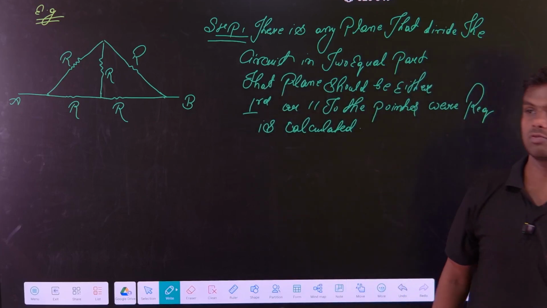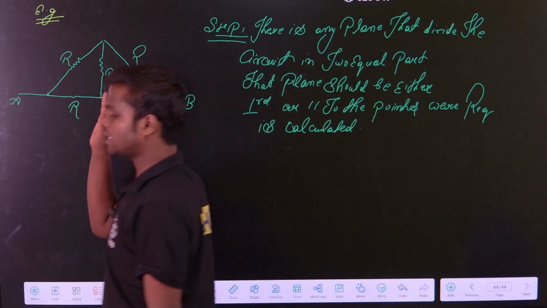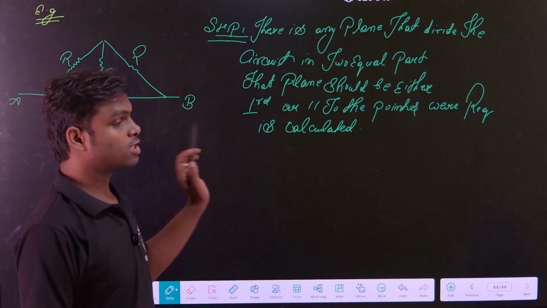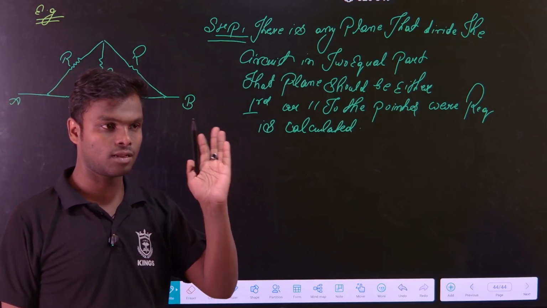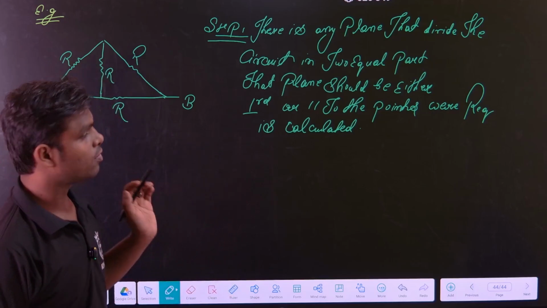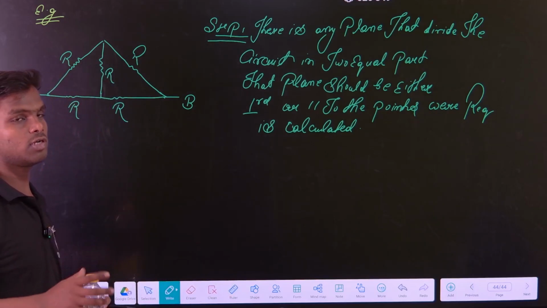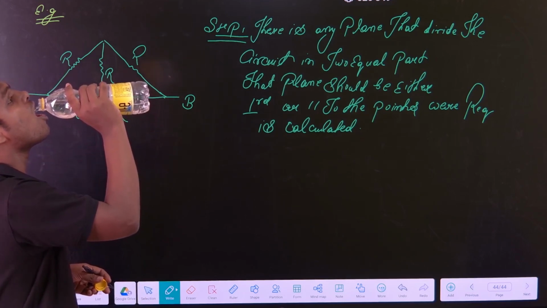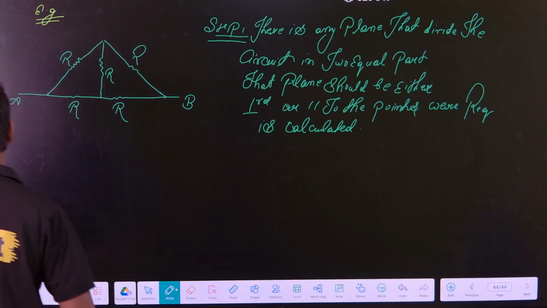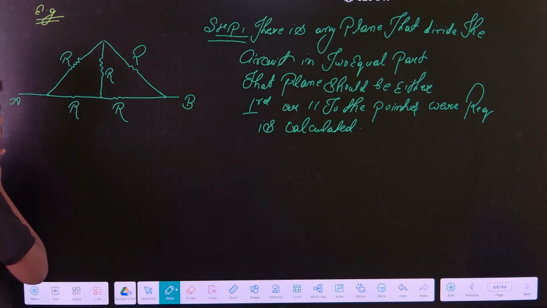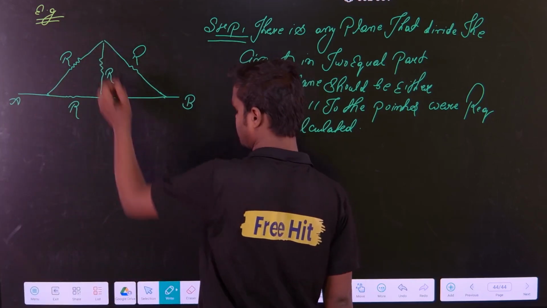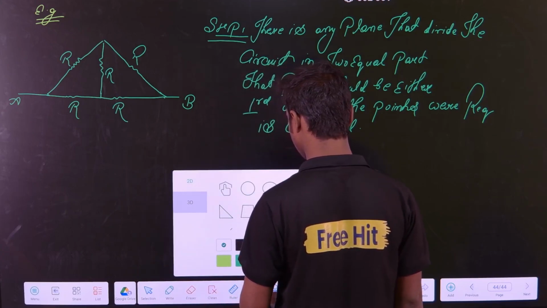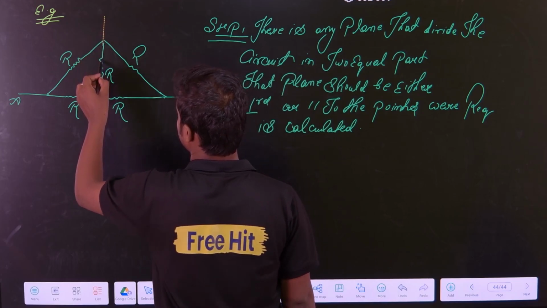So what you have to do? You have to first see the plane which is going to divide the circuit into two equal parts, and the condition on that plane is that it should be either parallel or perpendicular to the points across which you are going to calculate the R equivalent. So if you see here, you can see that there is only one plane which is going to divide the circuit into two equal parts. That is this plane.